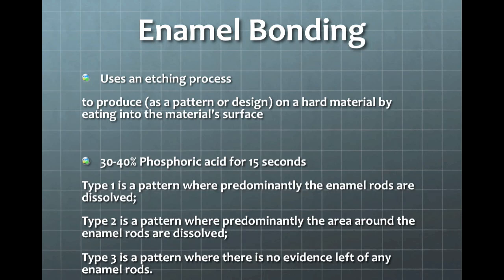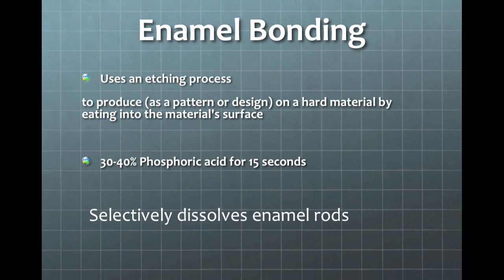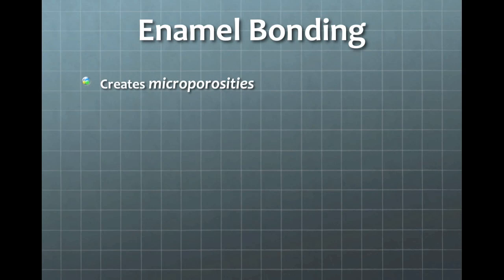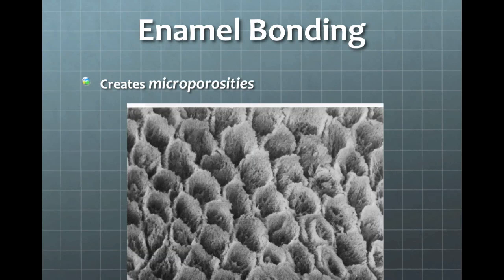There are basically three types of patterns that can develop. Type 1 is a pattern where predominantly the rods are dissolved. Type 2 is a pattern where predominantly the area around the enamel rods is dissolved. And type 3 is a pattern where there's no evidence left of the rods. Basically, you don't need to know all that, but you need to know that it selectively dissolves enamel rods, and like I mentioned, creates microporosities. Here is an image of those microporosities.